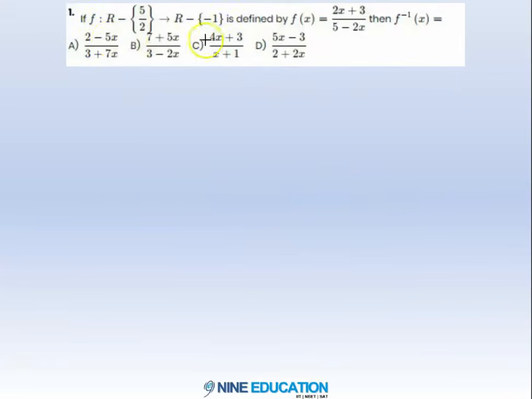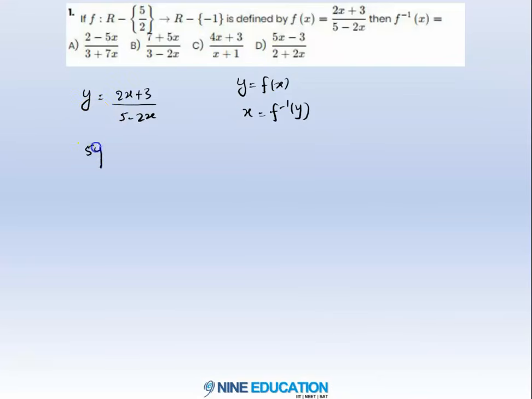The first question here is related to the inverse of a function, where a function is defined as (2x plus 3) by (5 minus 2x). So let's take f(x) as y, and this is (2x plus 3) by (5 minus 2x). Since y is equal to f(x), if we find the x value as f inverse of y, then we can also tell what f inverse of x is.